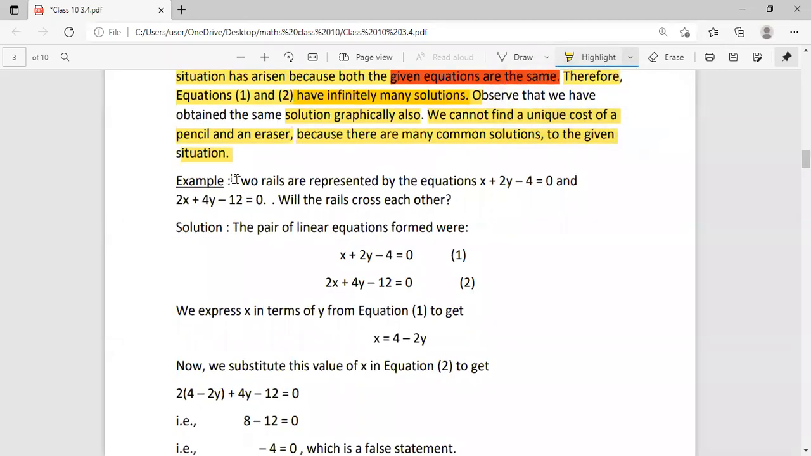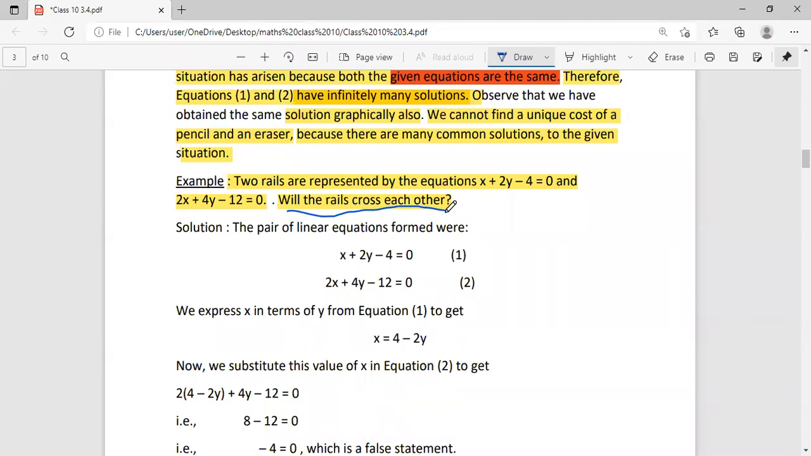Two rails are represented by the equations x plus 2y minus 4 is equal to 0 and 2x plus 4y minus 12 is equal to 0. Will the rails cross each other? Actually, this is an application question. How can we check whether the rails cross each other? We can check that if the rails cross each other, then they will have a particular solution.